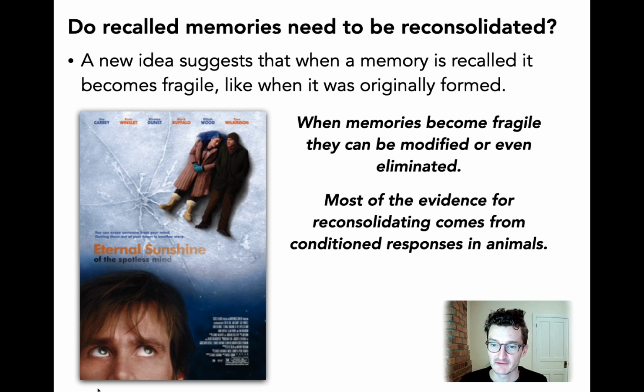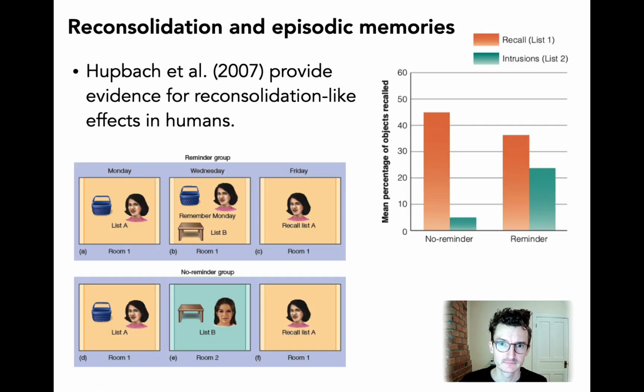Now, most of the evidence that we have for reconsolidation comes from conditioned responses in animals. So these are very basic, non-declarative memories. Do we have any solid evidence in humans that reconsolidation happens for complex declarative memories? Kind of. What we know, and we'll talk a little bit about this in the next lecture, is that when you recall information, the information does become susceptible to change, which suggests that it is kind of moving back into a fragile state.